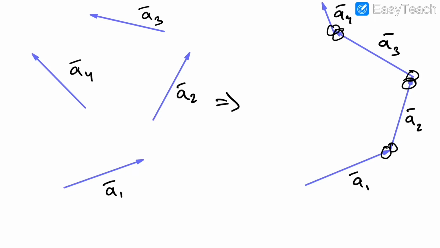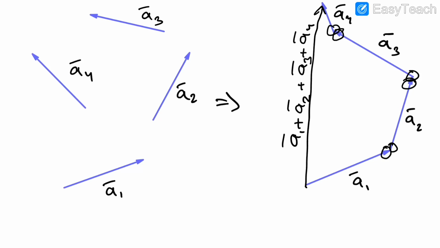Once it is done, now this can go on. I have done only with 4 vectors, it can go on. So once you have done, what is the resultant of it? It will be from here to here. This will be a1 plus a2 plus a3 plus a4. The resultant of 4 vectors. This is the resultant, pointing from the free tail to the free head.